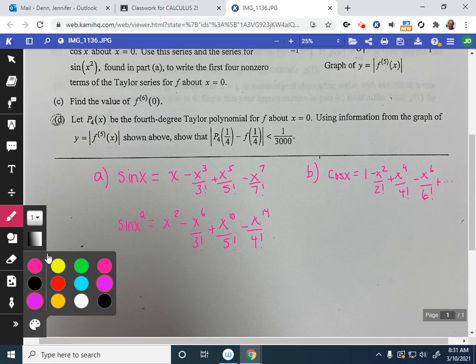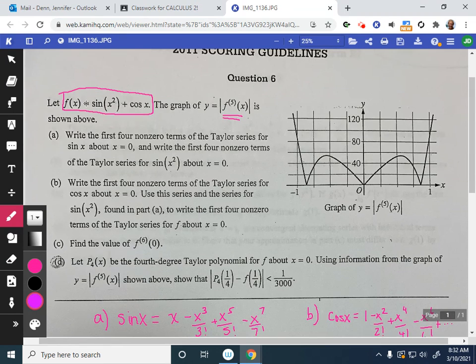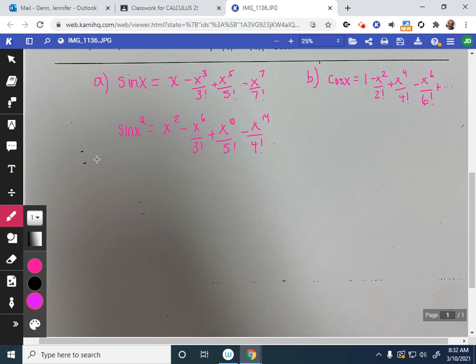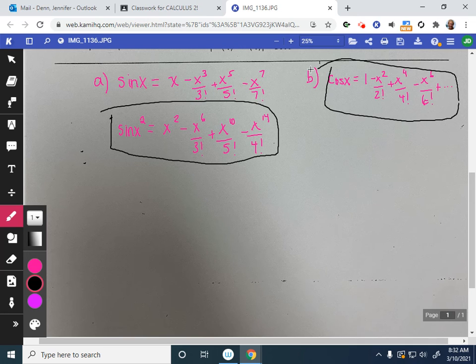So go back and look at what f was. f was this crazy thing. They're just setting us up to write the series for sine of x squared plus cosine x. That means I'm supposed to add these two series together. This one plus this one. So I'm going to add this all up. You can write all of these terms and then all of these terms and add up our like terms. So that's basically what we're going to do.